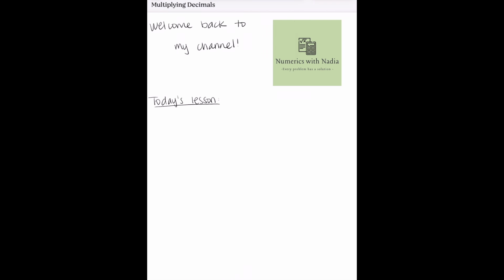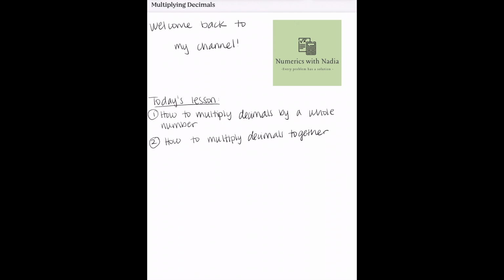Our learning objectives for today's lesson are, first, how to multiply a whole number by a decimal, and then we're going to get into how to multiply decimals together. So it's two parts. If you want to skip to the second part and you feel comfortable multiplying decimals by whole numbers, go ahead and do so, but I do think that a quick review of that will be helpful to build a strong foundation when it comes to multiplying decimals.